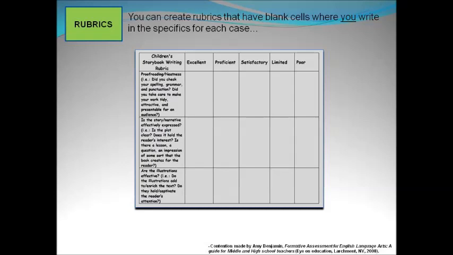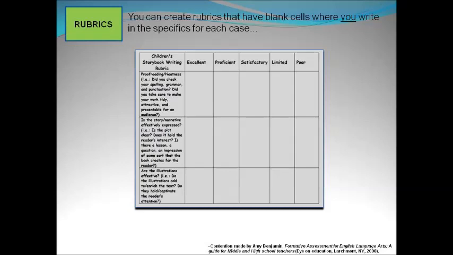Okay, so you can create rubrics that also have blank cells where you write in the specifics for each case. Now, I've taken this idea from this lady, Amy Benjamin. I've never used a rubric like this, but it's easy enough to make one. You just have your excellent, proficient, satisfactory, limited, poor. Again, this is a 5-level rubric. Probably nowadays in the CBE, people would be all aghast and say, oh, you have to make it 4. So whatever, make it 4.